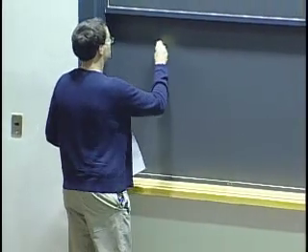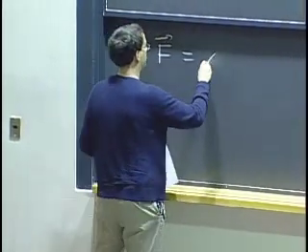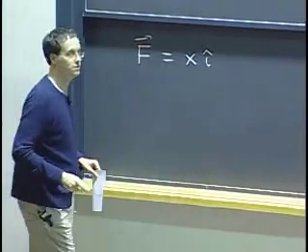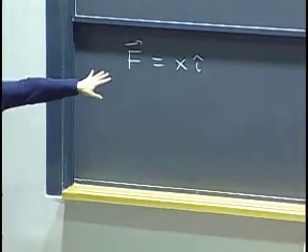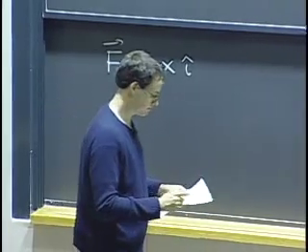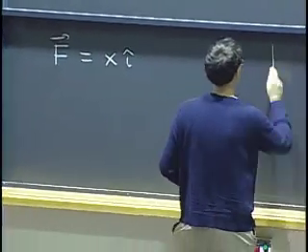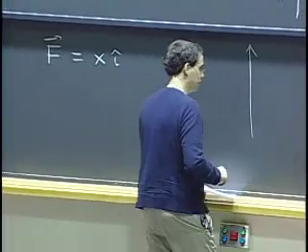Now let's try to look at slightly more interesting examples. Let's say I give you the vector field x times i hat. So there's no j component. So how would you draw that?